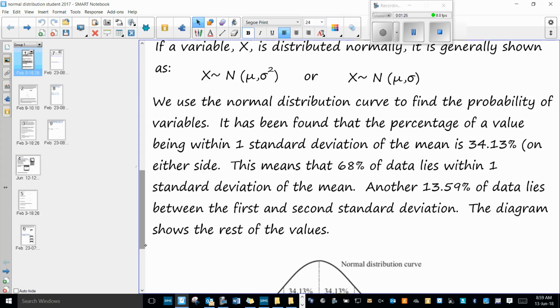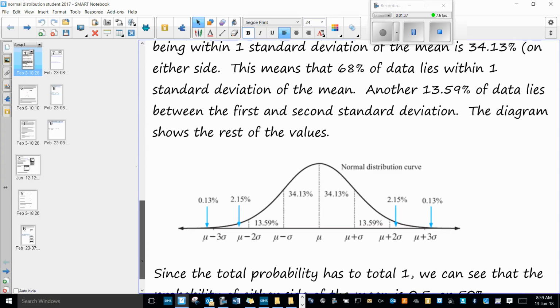It's been found that the percentage of a variable within one standard deviation of the mean is 34.13%. Okay, so if we knew the value of the mean, so let's pretend it's 12, and that the standard deviation was 2, then we know that between the values of 12 and 14, 34.13% of the data would occur. Okay, does that make sense?